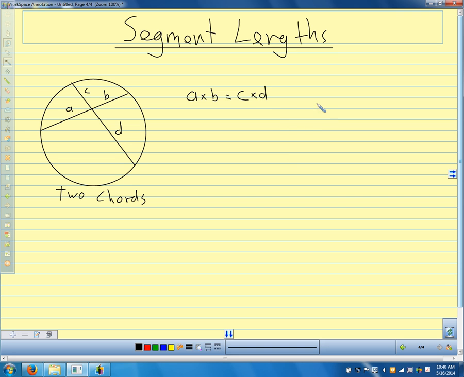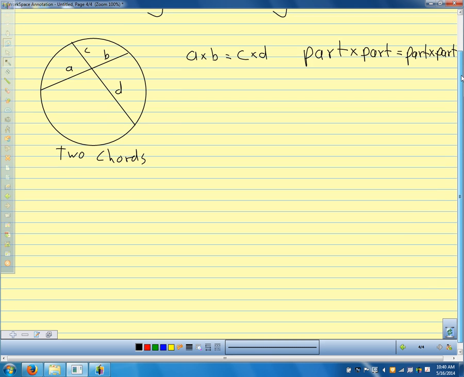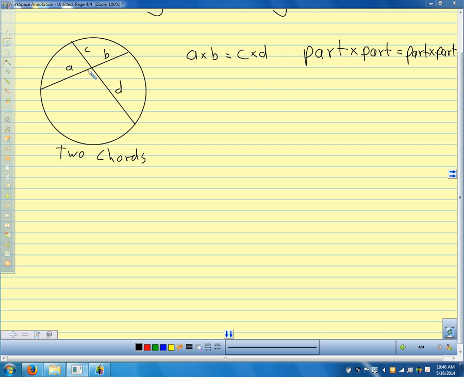And the way I think of this is the part times the part equals the part times the part. So I multiply one part here by the other part, and that equals one part here times the other part. Part times a part equals a part times a part. Just trying to come up with a way to remember how this works. So that's one way we could have our intersections here.